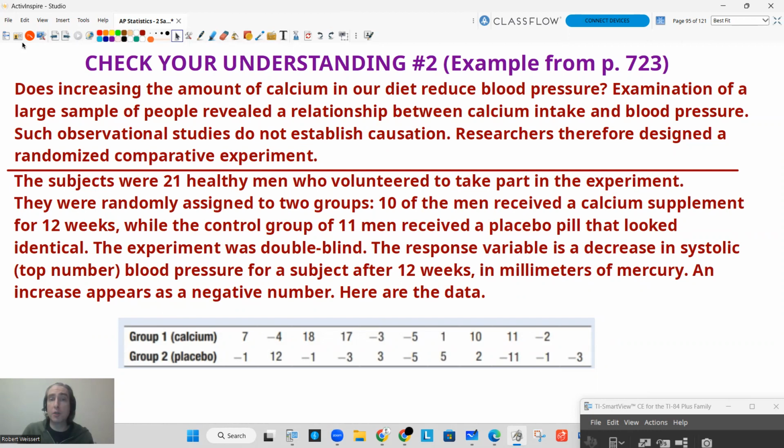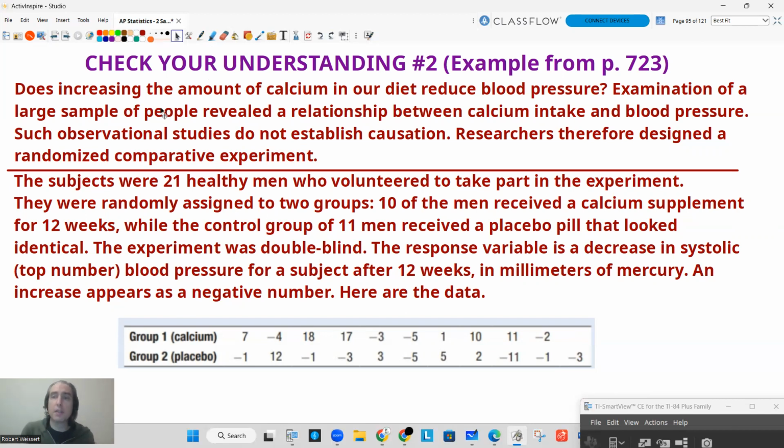They were randomly assigned to 2 groups. 10 of the men received a calcium supplement for 12 weeks, while the control group of 11 men received a placebo pill that looked identical. The experiment was double-blind. Remember what that means? It means that both the experimenters and the subjects do not know which pill is being administered to an individual subject. And that is important because we don't want to incorporate any bias in that. Hey, you're going to get the placebo. Hey, you're going to get the calcium.